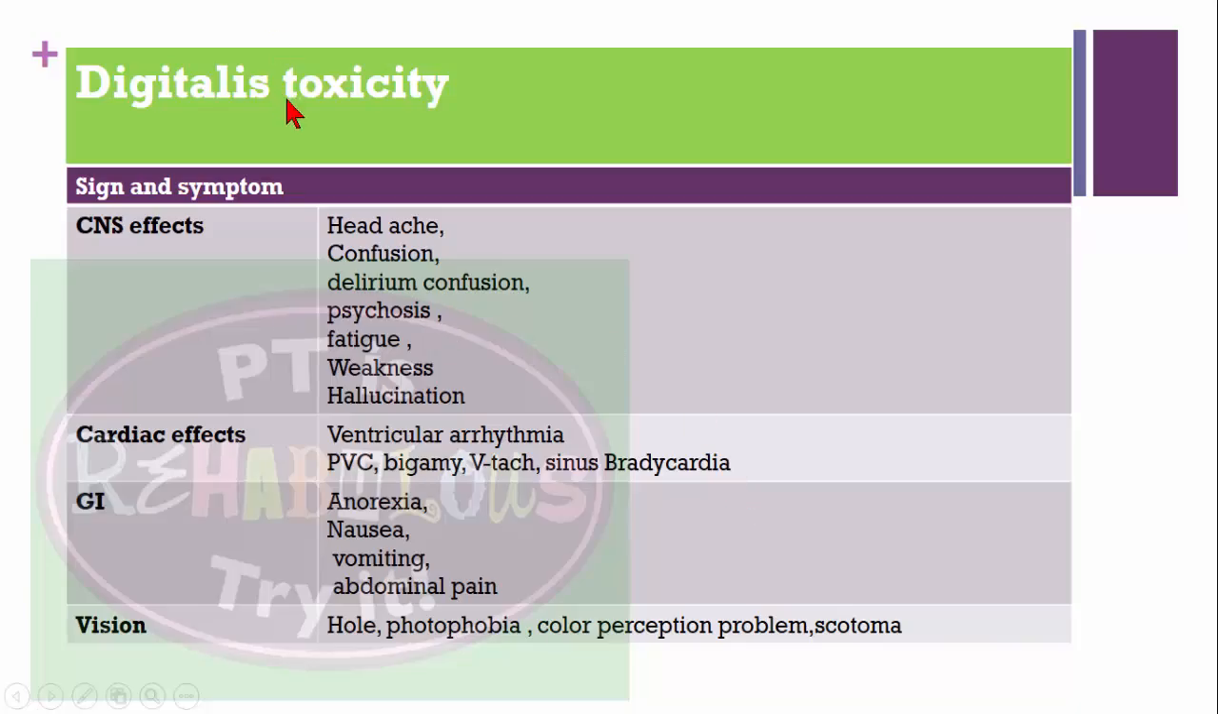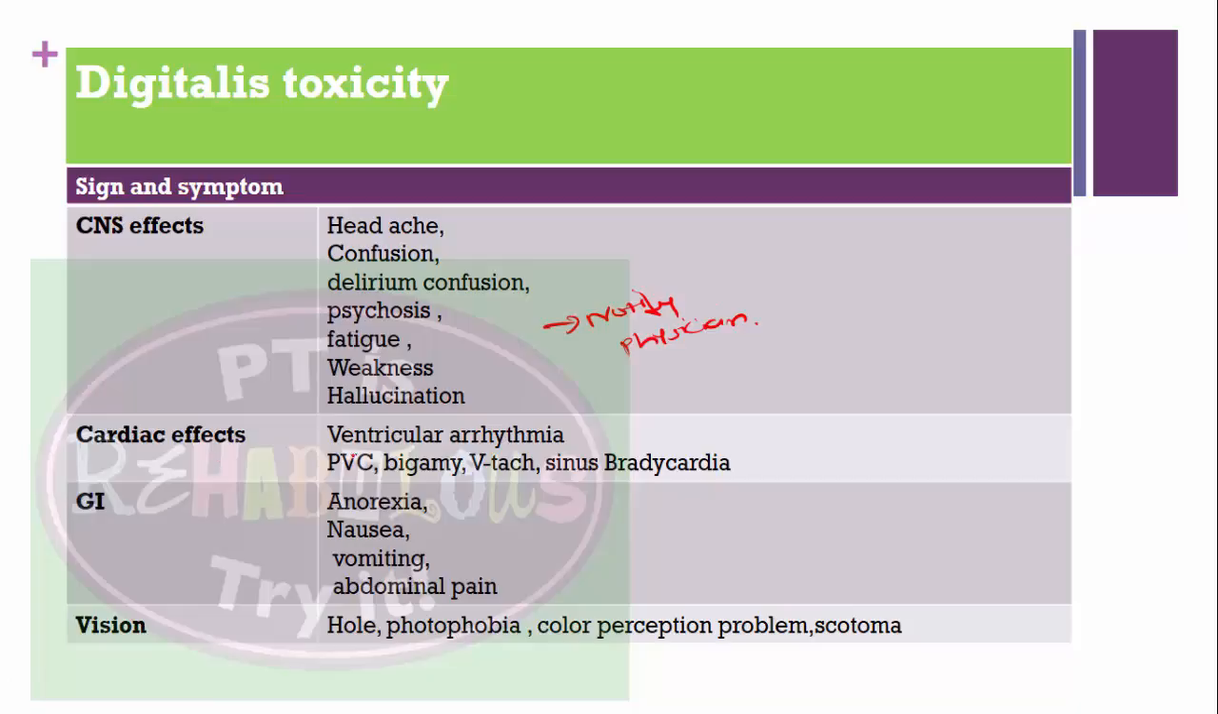Now we are going to see digitalis toxicity. Let's see the CNS signs and symptoms of digitalis toxicity. If the patient has taken digitalis, they may feel confusion, headache, delirium, psychosis, even weakness and hallucination. If these kinds of symptoms are there, we have to notify their physician immediately.